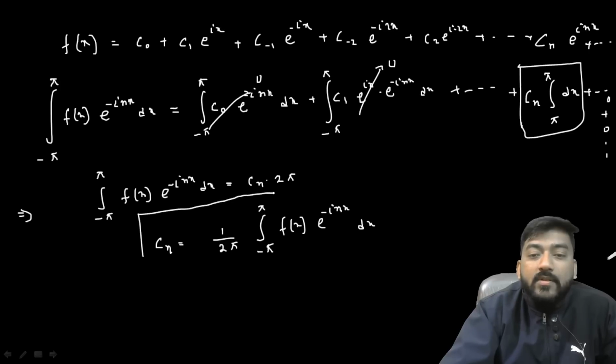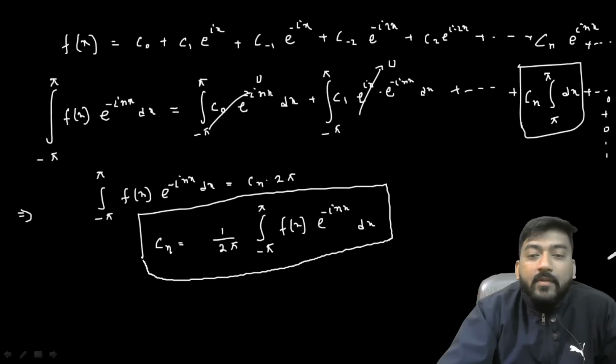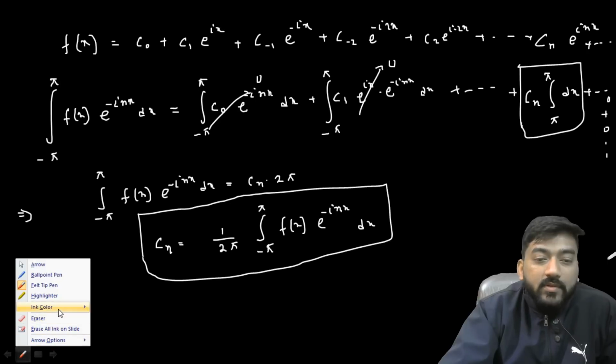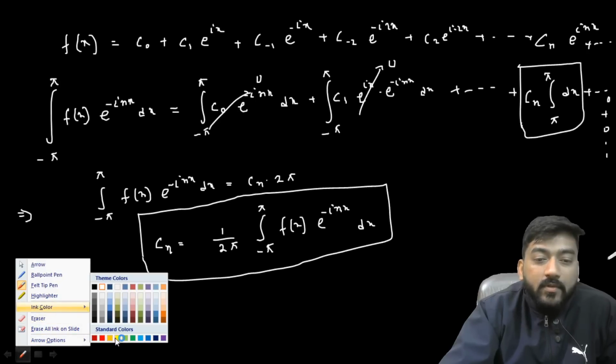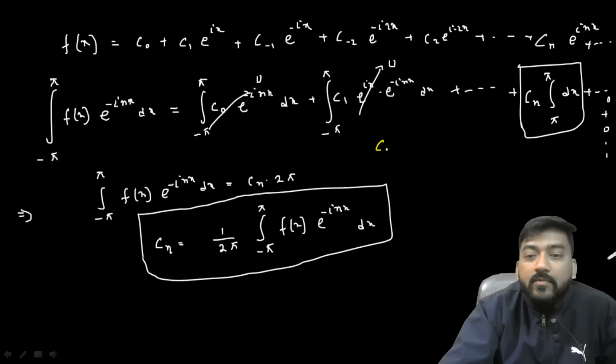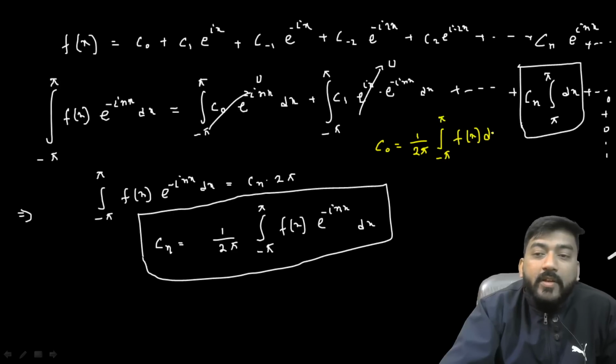This is the cn. Okay, and what we have c0? We have c0 also. c0 is equal to 1 upon 2 pi integration minus pi to pi of f of x dx, and if you want you can find c minus n also, putting minus n instead of n.